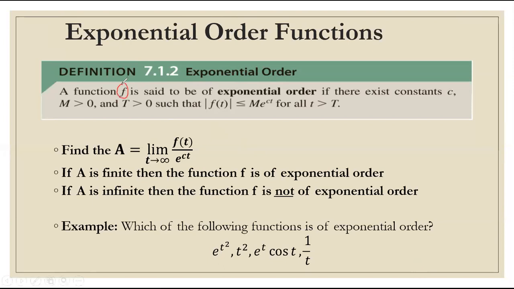If you have a function f, you can say that this function is of exponential order if the following condition is satisfied: there exist constants c, m, t such that the absolute value of your function is less than m times e to the ct, the exponential function. Actually, using this definition is difficult to check if the function is of exponential order or not. Instead, I'm going to use the following rule.